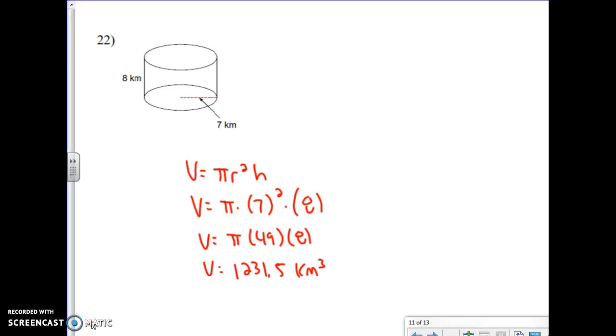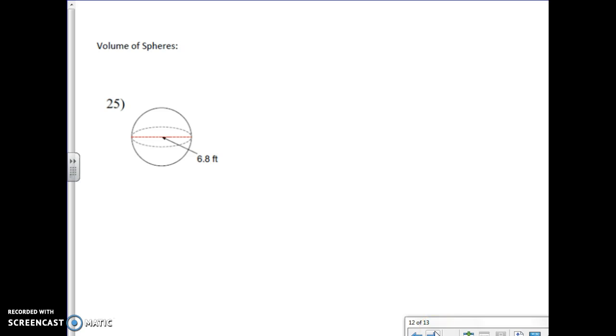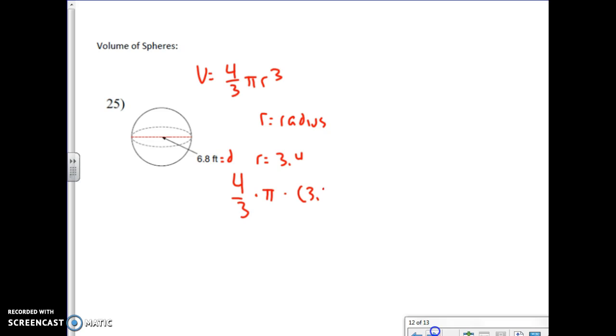So let's look at a sphere. And if I look at a sphere, the volume of a sphere is 4/3 pi r cubed. So r is the radius. So I just have to find out the radius of my figure. So I have 4/3 times pi times the radius, which in this case, I have the diameter to be 6.8, so my radius is half of that, which is 3.4. 3.4 cubed.